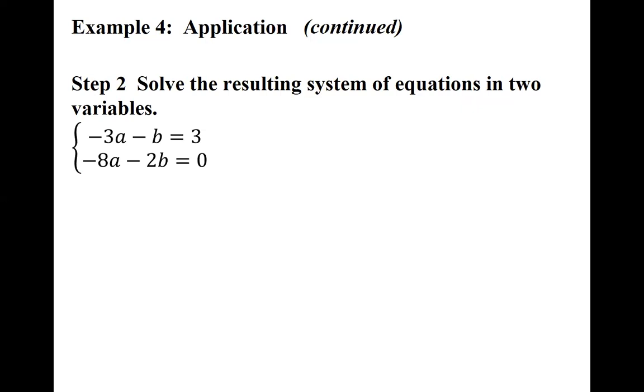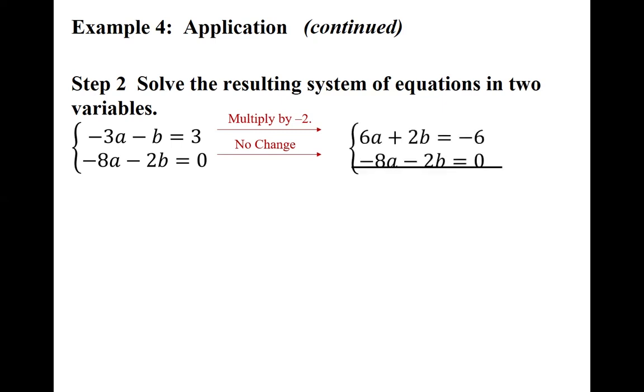I've given myself a system. I can multiply equation 1 by -2, the 2 to match the 2b on the bottom, the negative to change the negative to positive to counteract the negative on the bottom. But that'll give me my plus 2b. It'll also give me a positive 6a and a -6. When I add these two equations together, I'm going to get -2a equals -6. I'm going to divide both sides by -2. Negative 6 divided by negative 2 is positive 3.